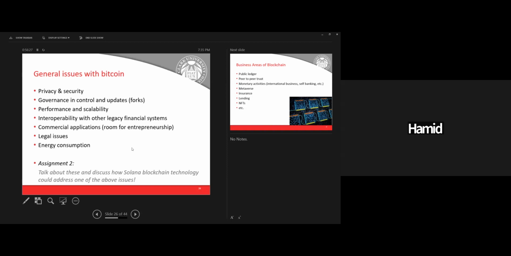Let's talk about general issues or challenges that we have with Bitcoin, or actually every type of blockchain or cryptocurrency. First one is privacy and security. This is important since you use Bitcoin for exchange of value. So you need to be very sure that your transactions have high security. Then governance and control and updates. Anytime we say fork in a blockchain, we mean update.